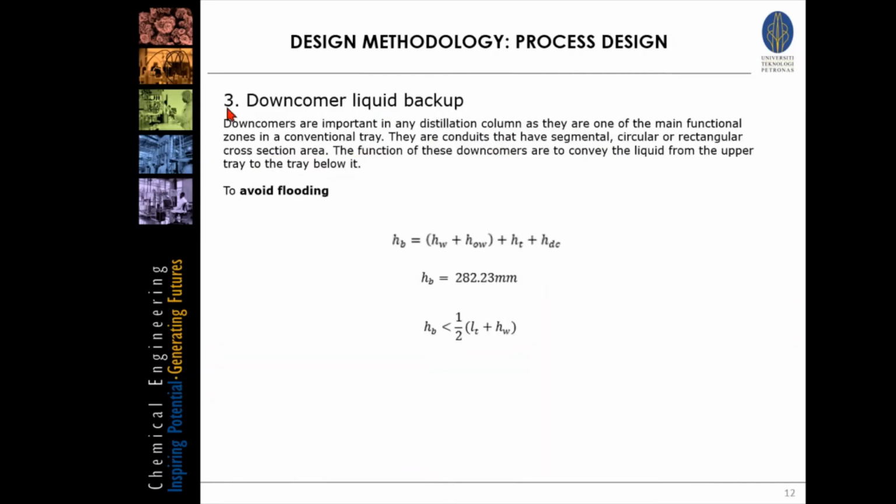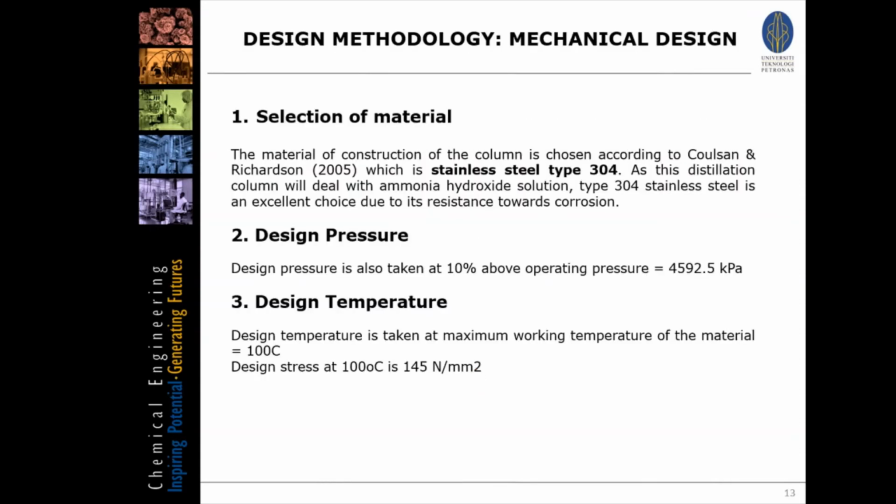So another thing to calculate is the downcomer liquid backup, and this is very important to avoid flooding. This is very simple. All we need to do is just ensure that the downcomer backup HB that we calculated meets this criteria. If it does, then flooding can be avoided. We will now move on to the mechanical design of our vessel.